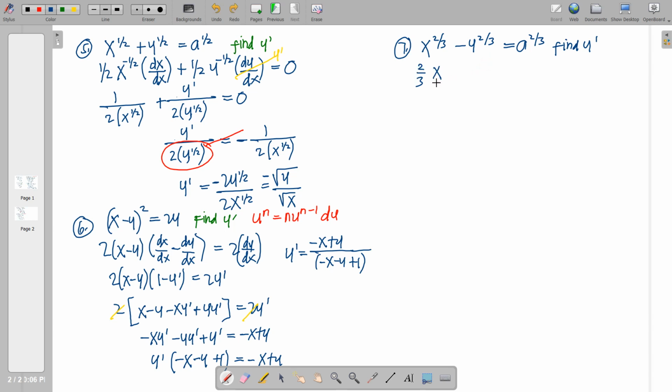So for the first term, we have 2 thirds of x. Then we deduct 1 from that exponent. We also do it on the second term. We have 2 thirds, we have the y here, and then deduct 1 from the 2 thirds. And then derive the constant, which will become 0.